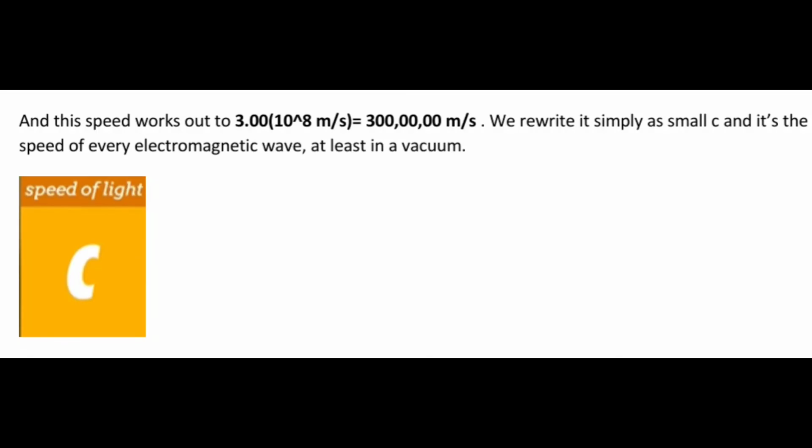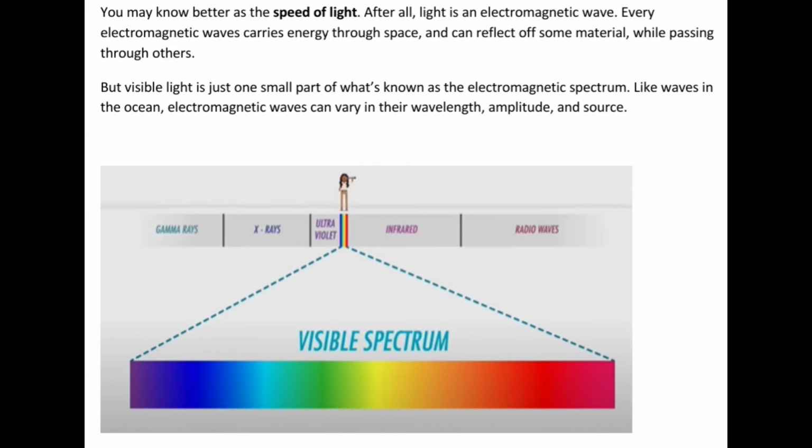We rewrite it simply as a small c, and it is the speed of an electromagnetic wave, at least in a vacuum. You may know it better as the speed of light. After all, light is an electromagnetic wave. Every electromagnetic wave carries energy through space and can reflect off some materials while passing through others. But visible light is just one small part of what's known as the electromagnetic spectrum.